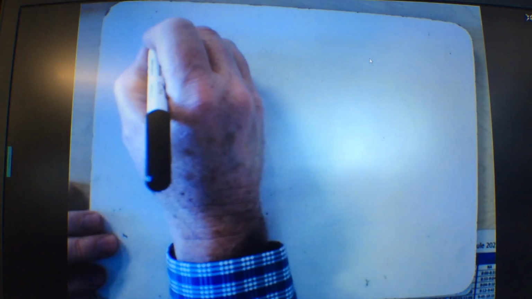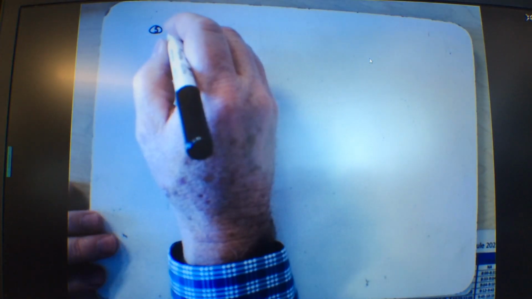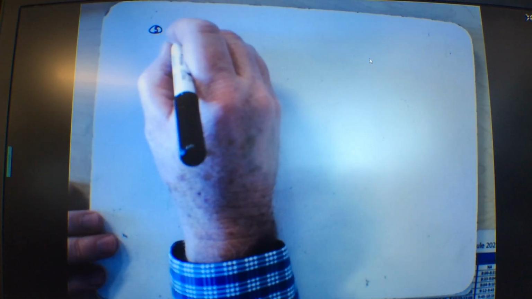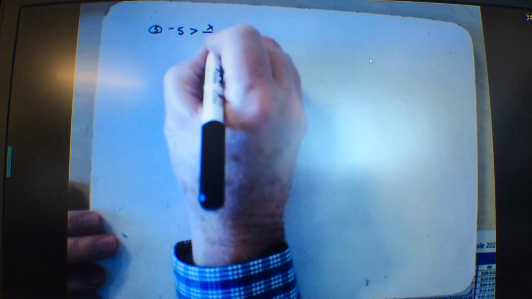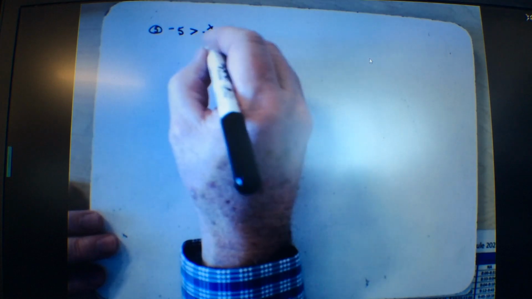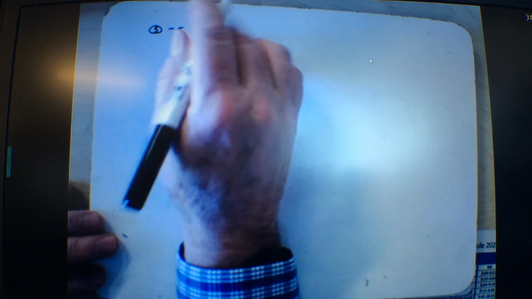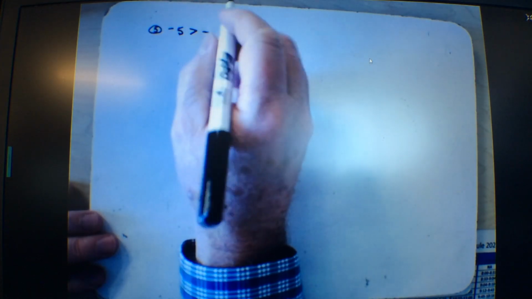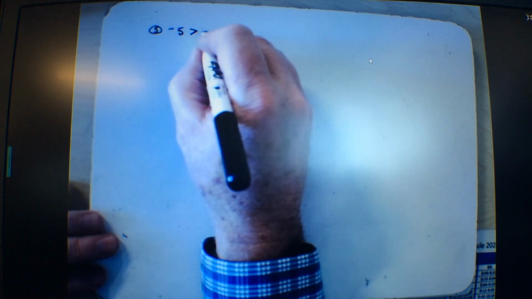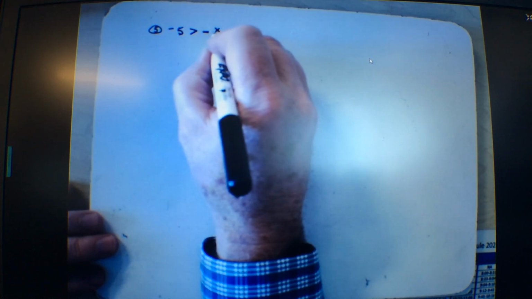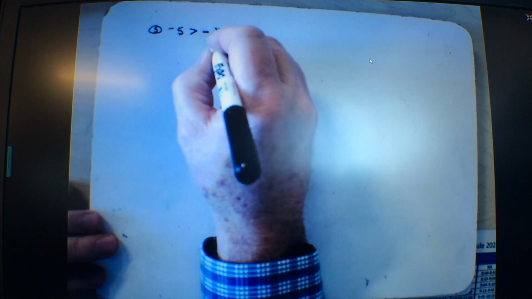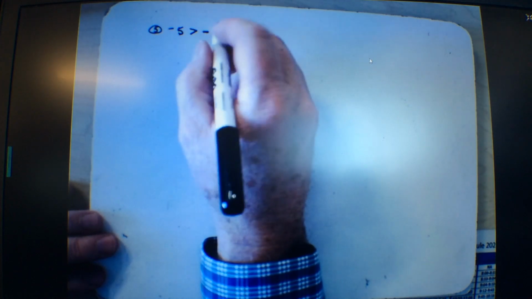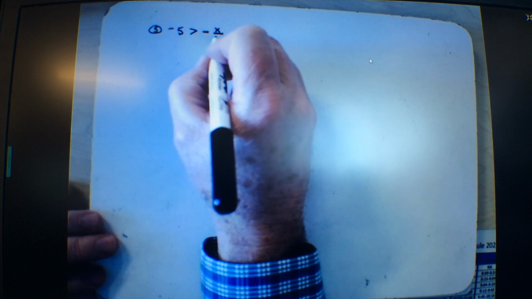I'm on number 5. I'm going to do a negative 5 is greater than, and by the way, the book uses a lot of different variables. I would be okay if you just used x. Which page is this? This is the next section, but I'll give you the examples. Okay? All right.